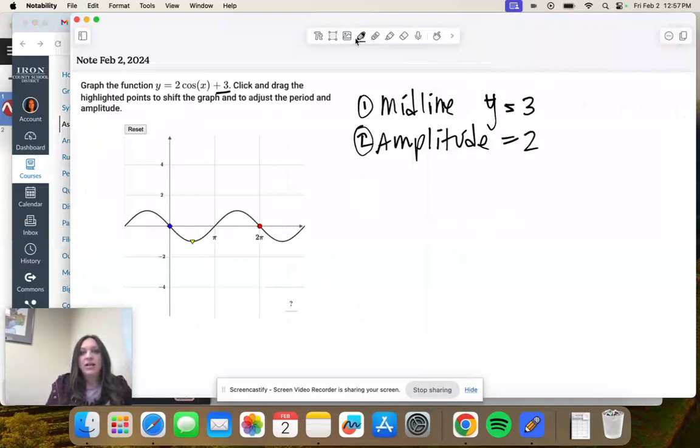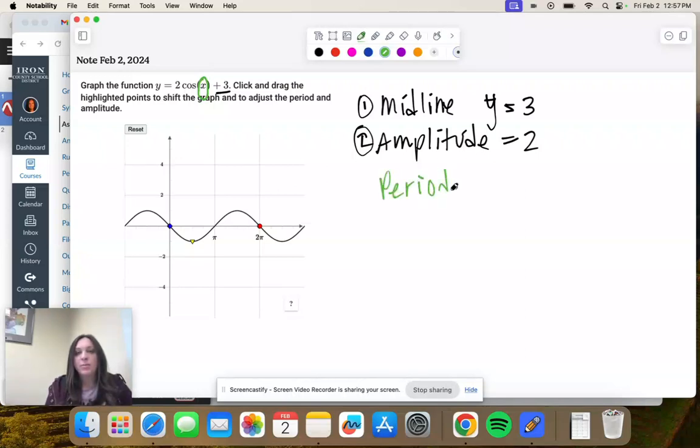Notice how it's just x here. That means our period is still 2 pi. That's what it starts out as, because b is 1. So 2 pi over b, but b is just 1. It's the number next to x. So that didn't change. It starts at 0 to 2 pi. That's the period of sine and cosine.